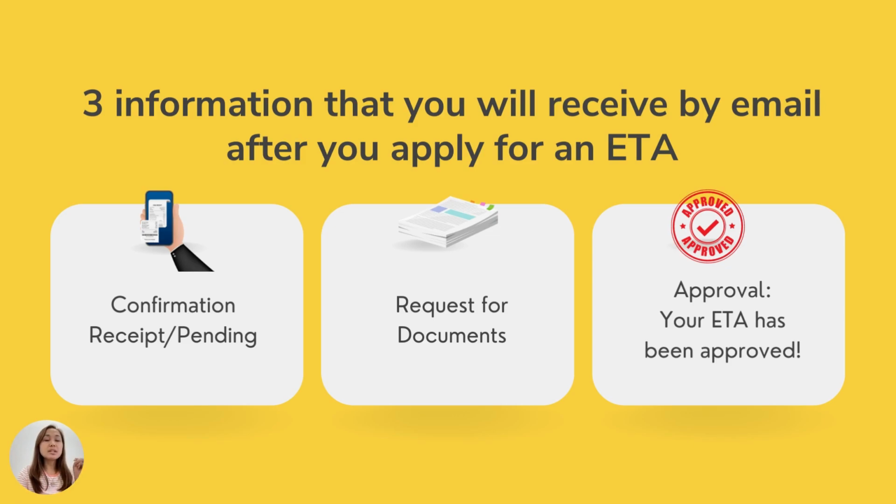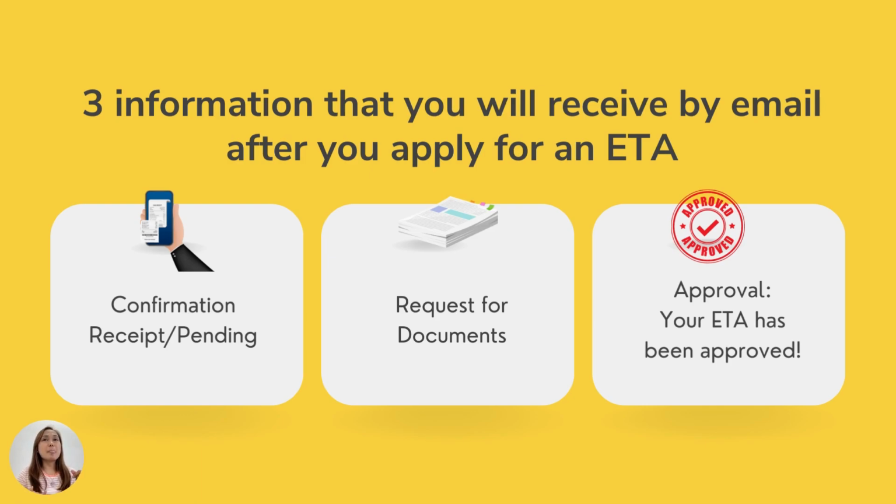All right, so what are the three pieces of information that you will receive by email after you apply for an ETA? So first, you will get a confirmation receipt or pending. When it says pending, for example, it means your request is underway, or they're still checking your application. That's why they will send you an email about the request for more documents.